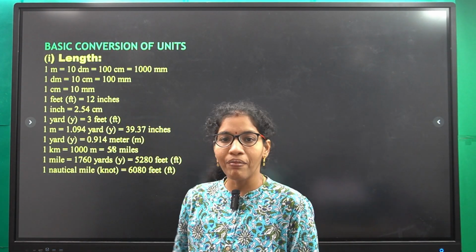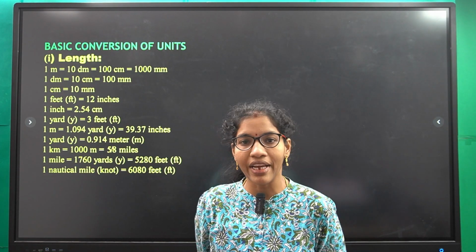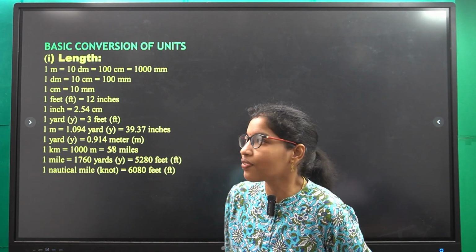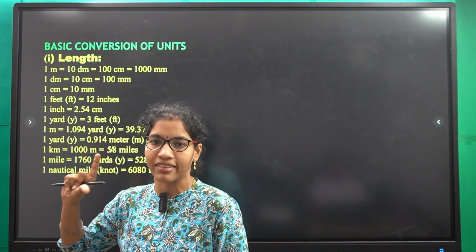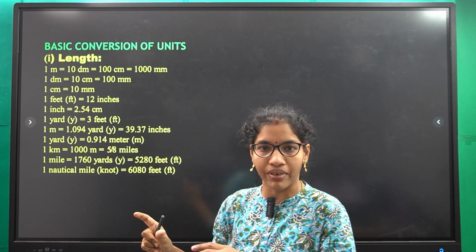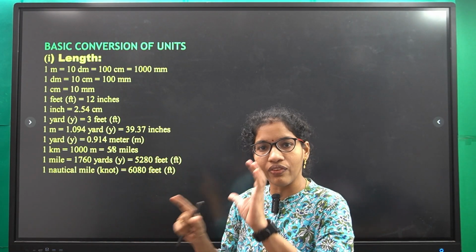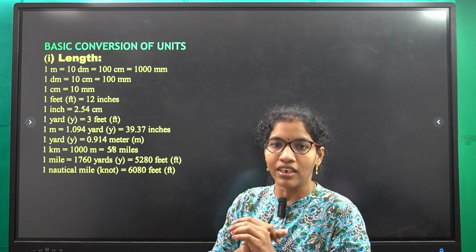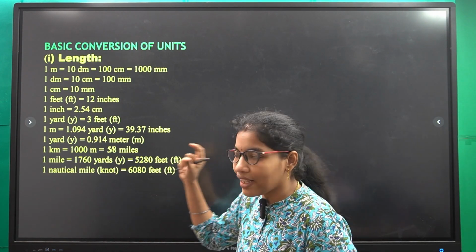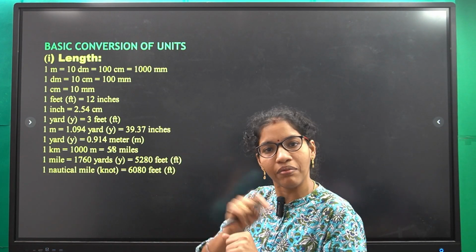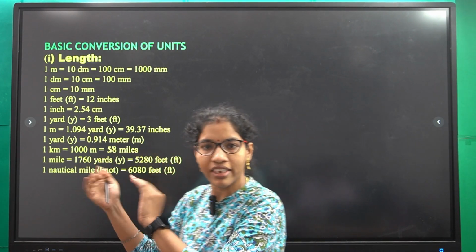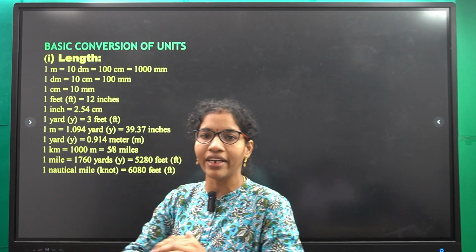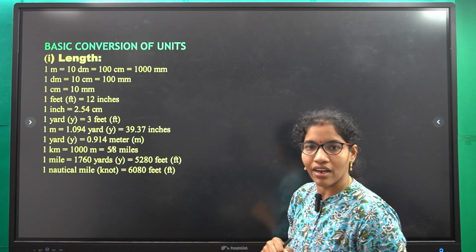Before finding the area, perimeter and volume, all the dimensions of the figure should be in the same units. That means if you take the length and breadth of a rectangle and want to find the area or perimeter, the length and breadth should have the same units. If you have different units, you have to change them into the same unit. Then only you can find the perimeter and area of any figure.